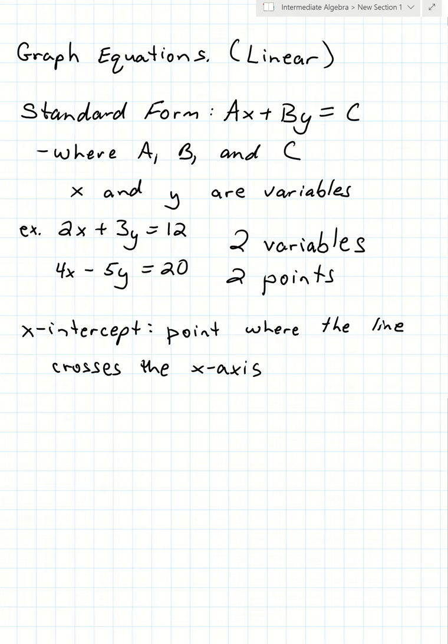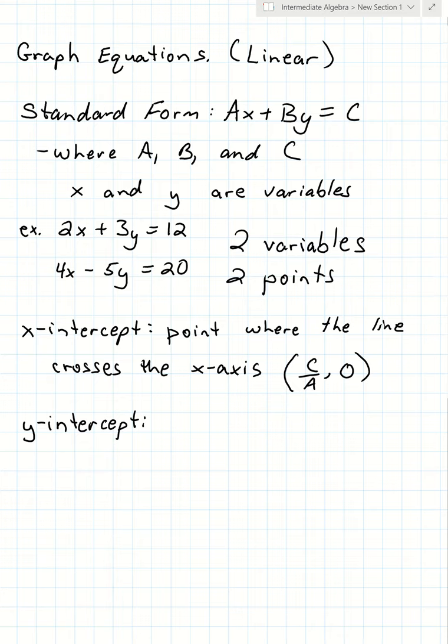So the point where the line crosses the x-axis is referred to as the x-intercept. And how we're going to get the x-intercept is you want to take c divided by a, those two numbers, comma 0. That's the location of the x-intercept. Now that's one point. We also want a second point, the y-intercept.